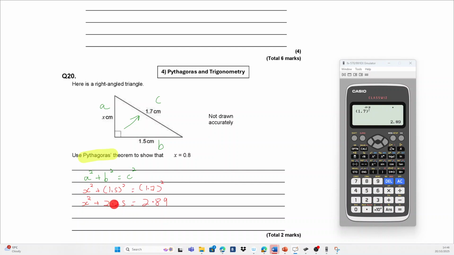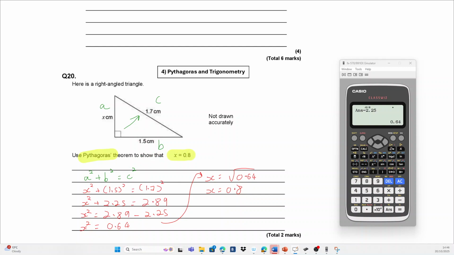Now I've got to go and find the value of x here. I'm going to go and take away 2.25 onto this side. So x squared is going to be equal to 2.89, take away 2.25. Okay, so x squared is going to be equal to 2.89, take away 2.25, which gives me this, okay, 0.64. Now that's x squared. To go and find x, I've got to go and square root 0.64, which does indeed give me 0.8.